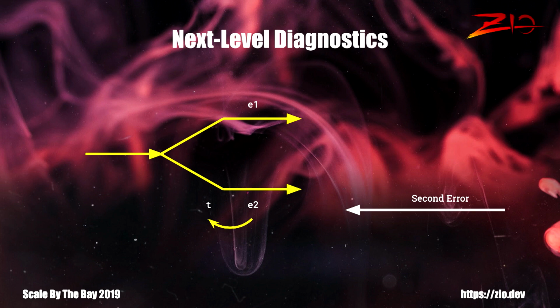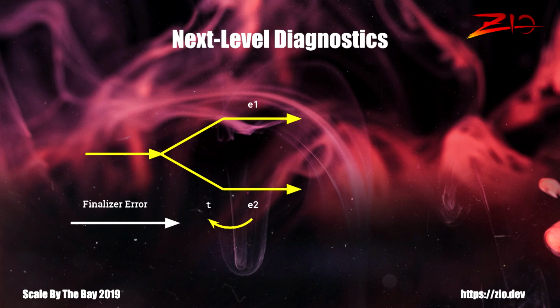And then let's say the thing on the top fails with an error E1. And then let's say the thing on the bottom fails with an error E2. And as it's failing, it has a finalizer installed. And let's say that finalizer is poorly behaved, and that finalizer fails as well. And what's going to happen in this case?